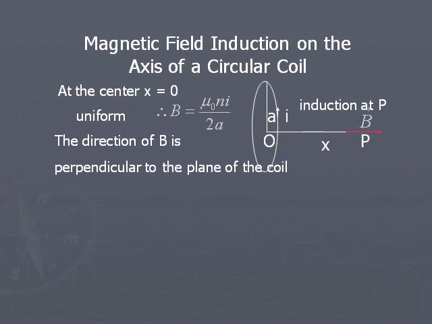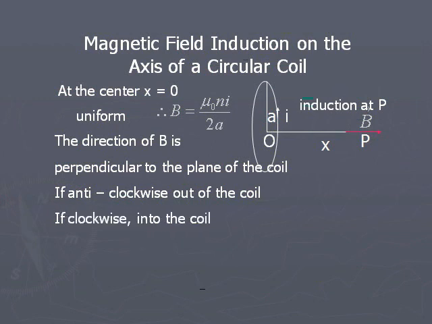The direction of this magnetic field can be obtained as follows. While looking at the plane of the coil, if the current direction is anti-clockwise, then the direction of magnetic field will be away from the center of this coil. If it is clockwise, then the magnetic field will be towards the center of the coil.